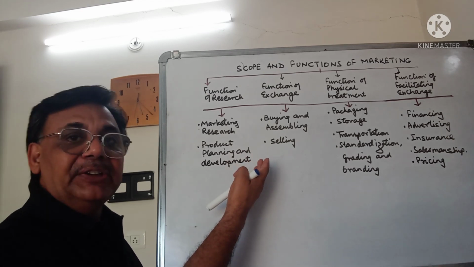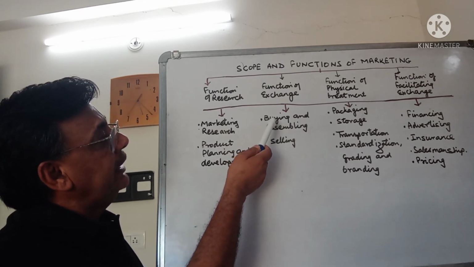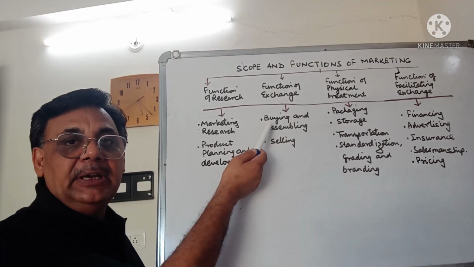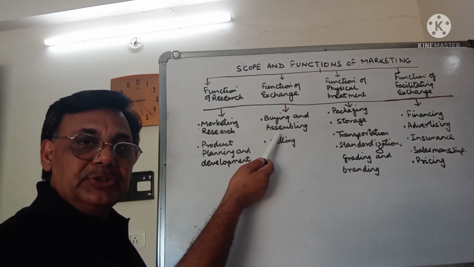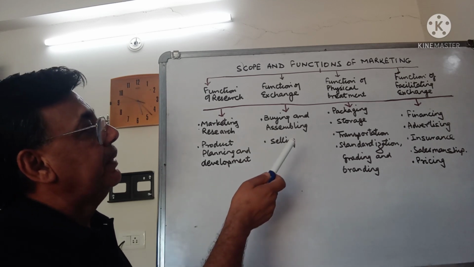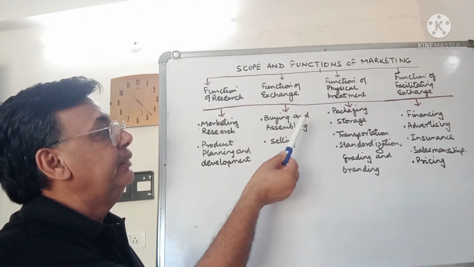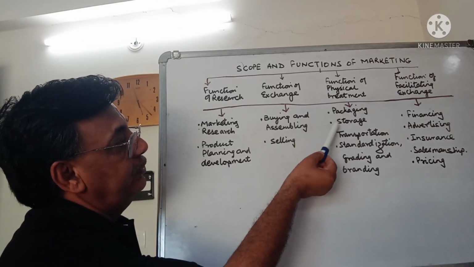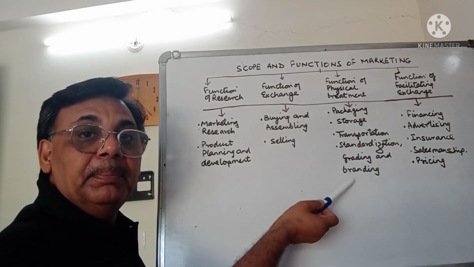The second function is of exchange, where the marketing department does this work: buying and assembling. Buying of what? Buying of the raw material and the inputs, and assembling it in the production department, and then selling. Another function the marketing manager performs is the function of physical treatment, wherein the important aspects to be discussed here are packaging, storage, transportation, standardization, grading, and branding.